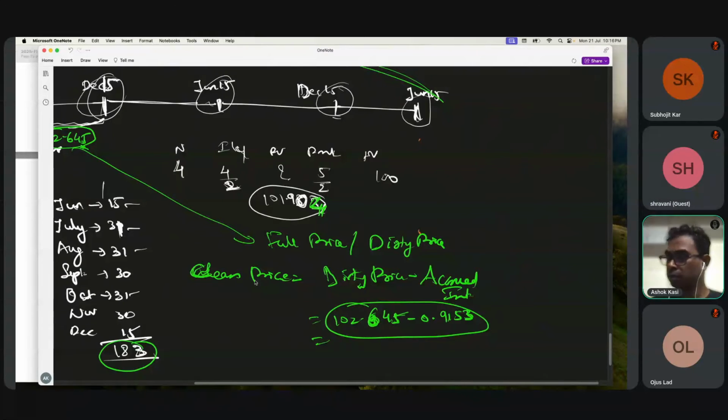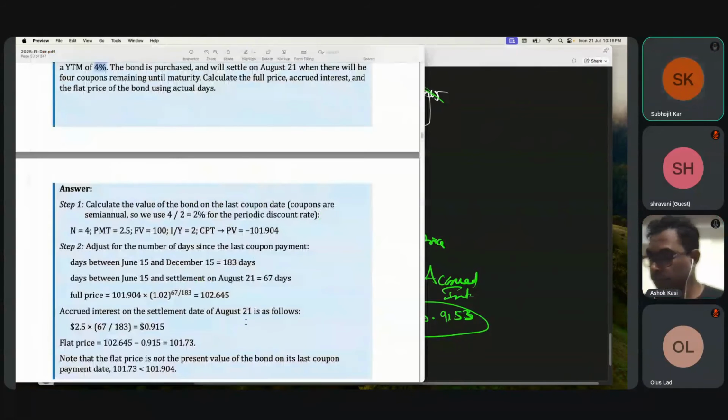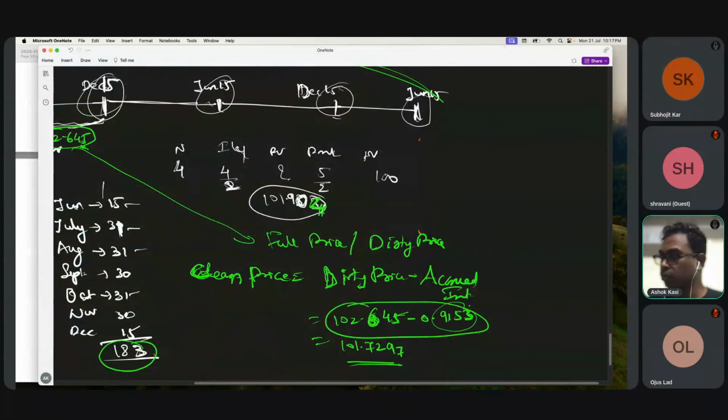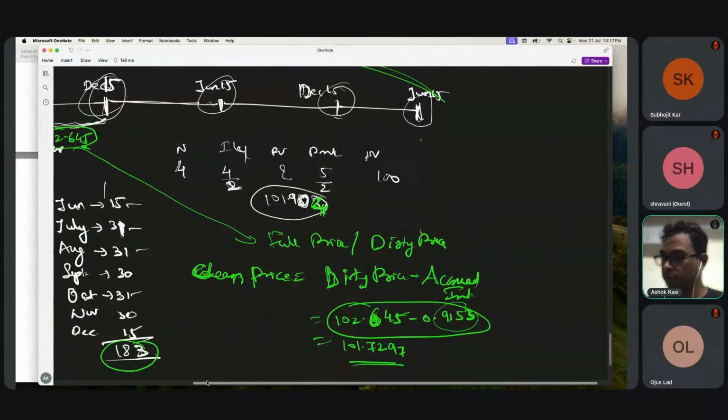Calculate this. 101.7297. This is the clean price. 7297 is 73. Yeah, we have taken 0.9153. That is okay. Is it understood?